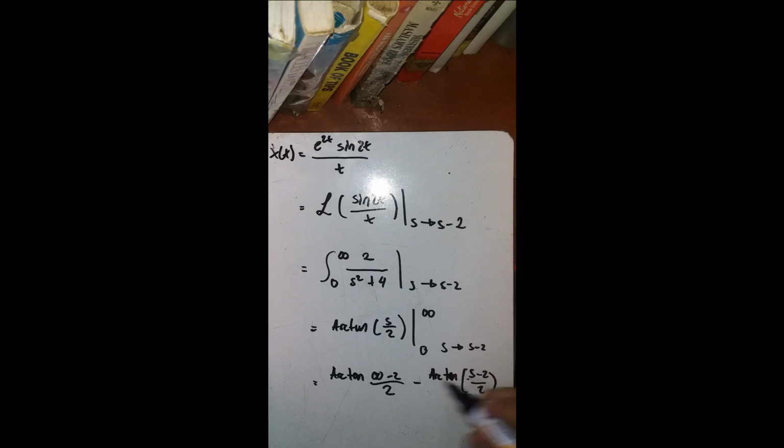Okay, so we know here this will become pi over 2. So the final answer is pi over 2 minus arctan of (s minus 2) over 2.